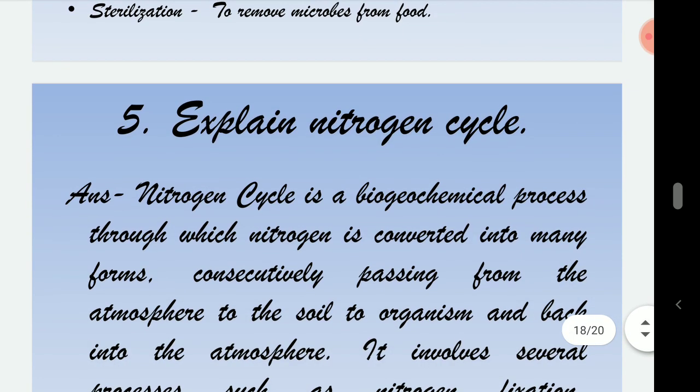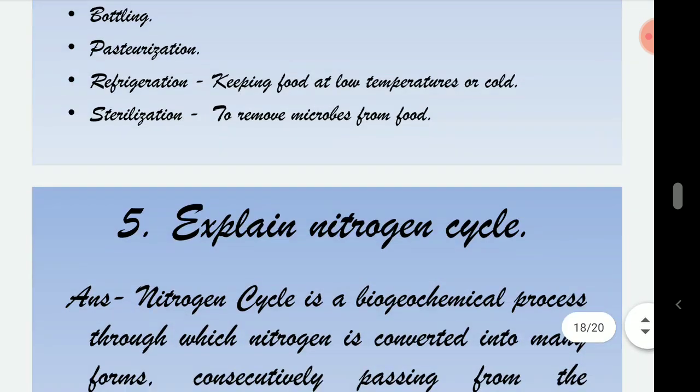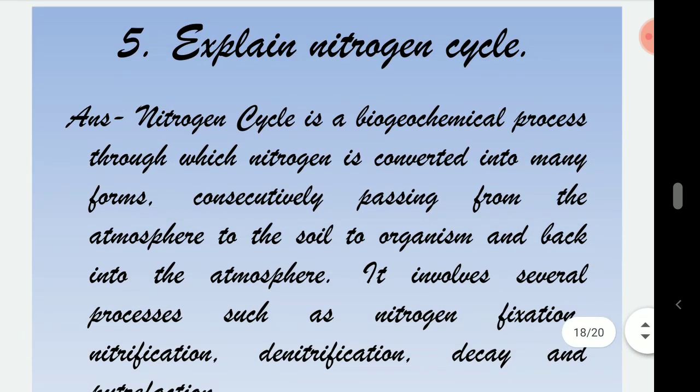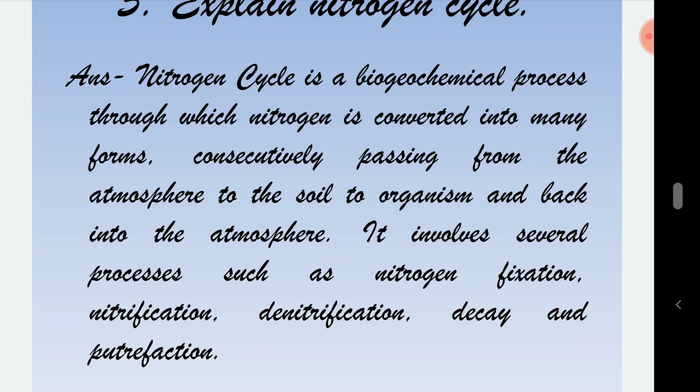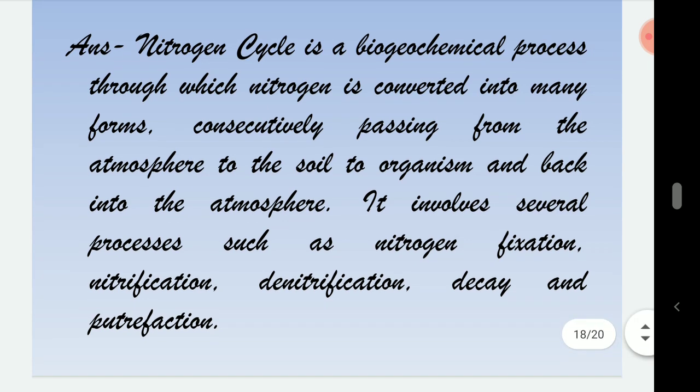Now next question number 5 is, explain the nitrogen cycle. The nitrogen cycle is a biogeochemical process through which nitrogen is converted into many forms consecutively, passing from the atmosphere to the soil to organisms and back into the atmosphere. It involves several processes such as nitrogen fixation, nitrification, denitrification, decaying and putrefaction.